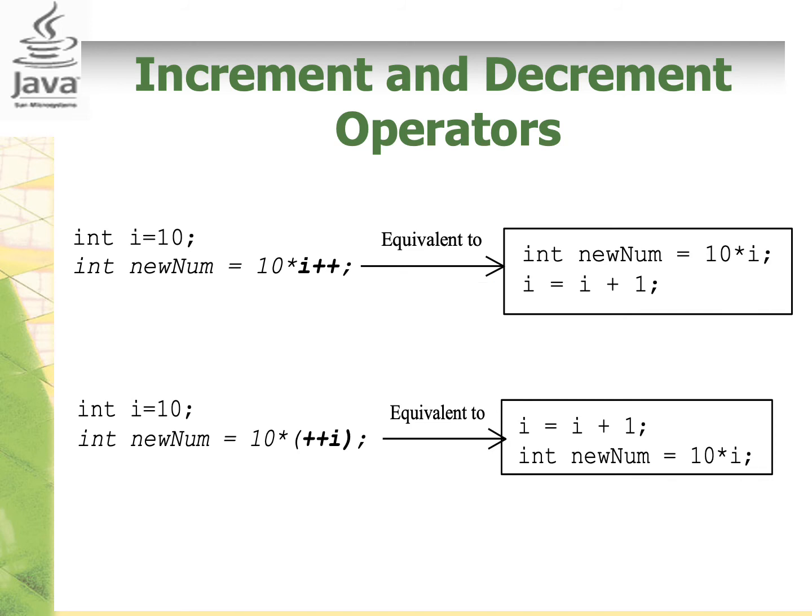What about the other one? int i = 10, int newNum = 10 * ++i. What is the final value of newNum and variable i? We will get newNum = 10 * 11 because i is incremented before the multiplication. So newNum is equal to 110 and i is 11. This is the same if we write i = i + 1 and then the next line do the multiplication, which is int newNum = 10 * i.